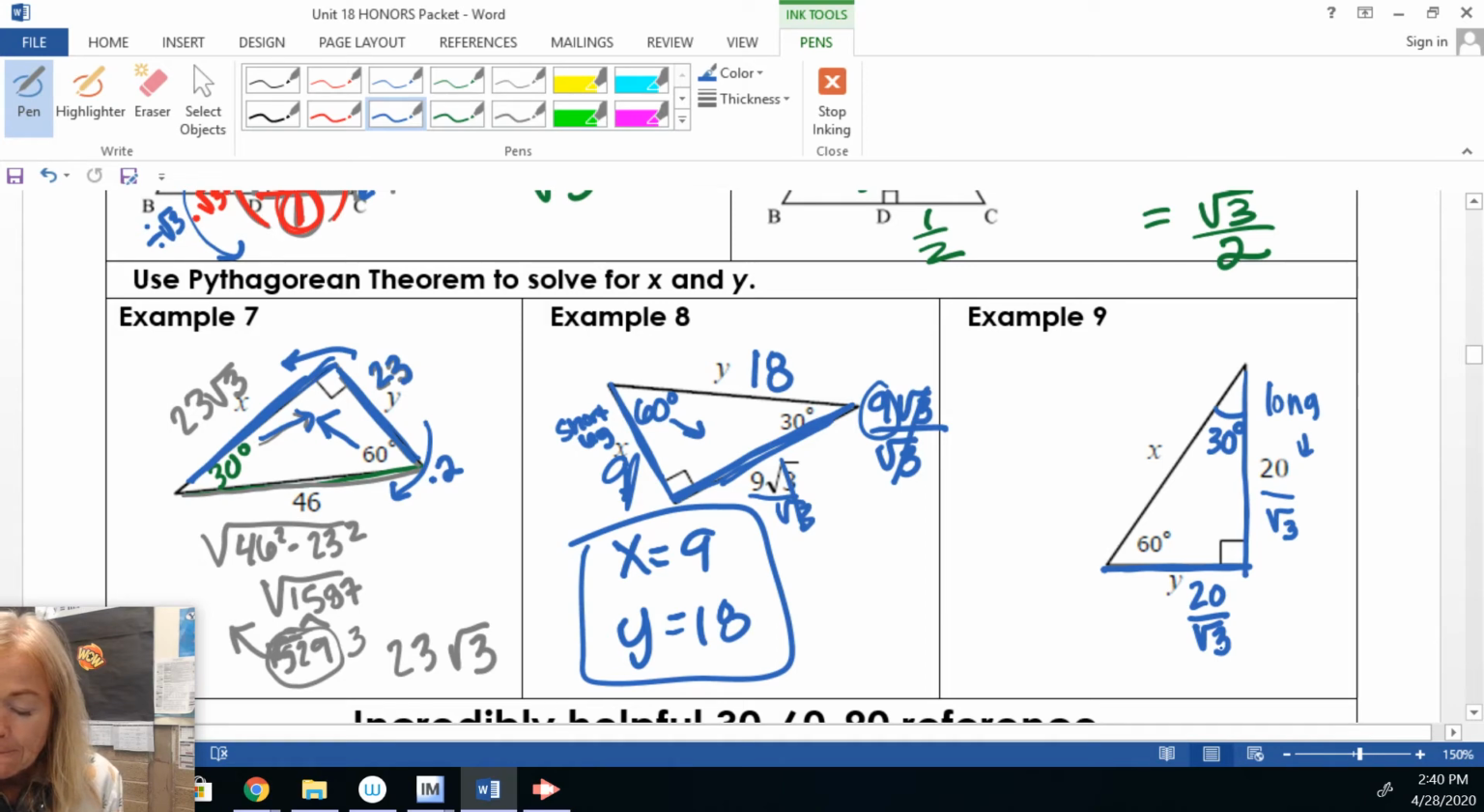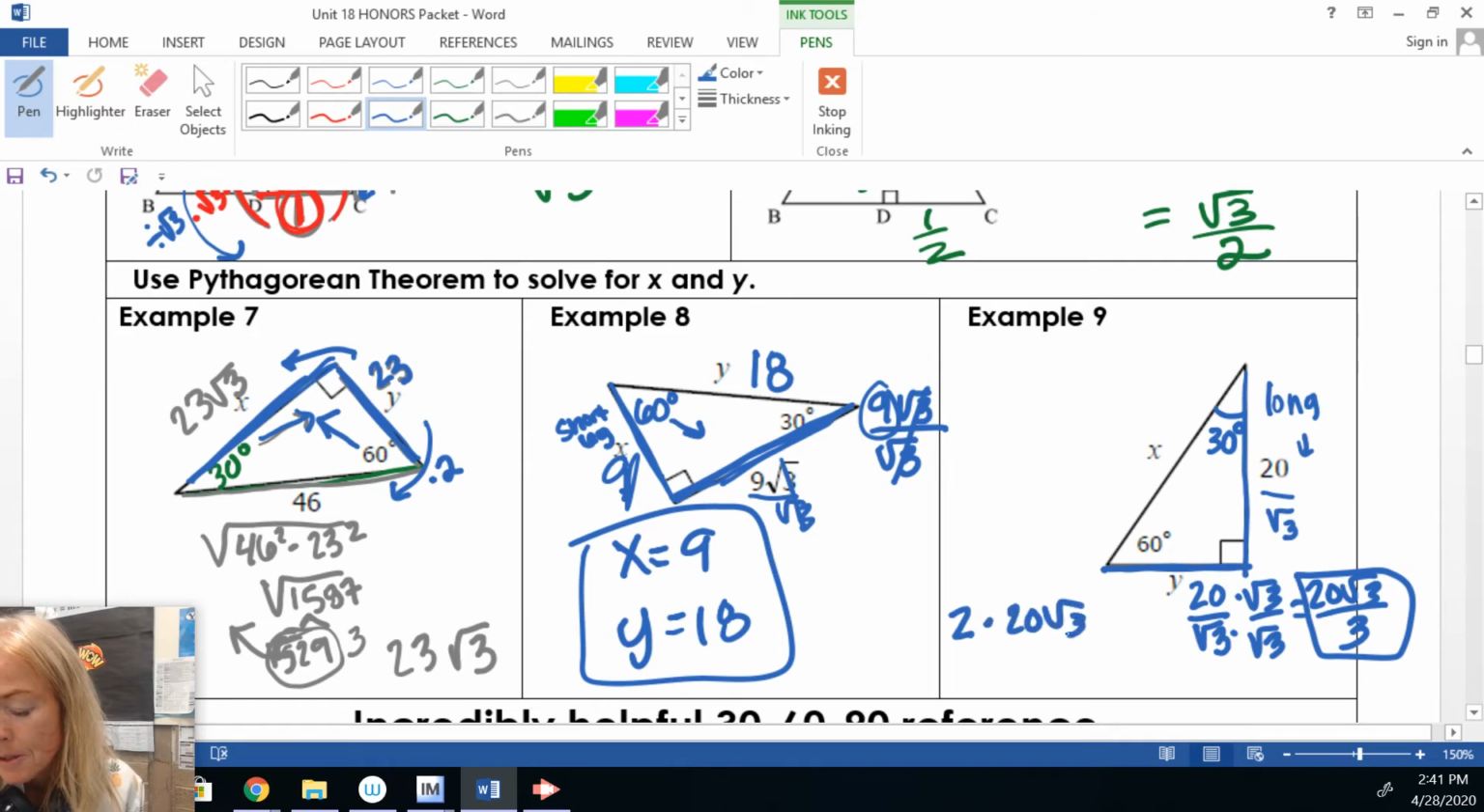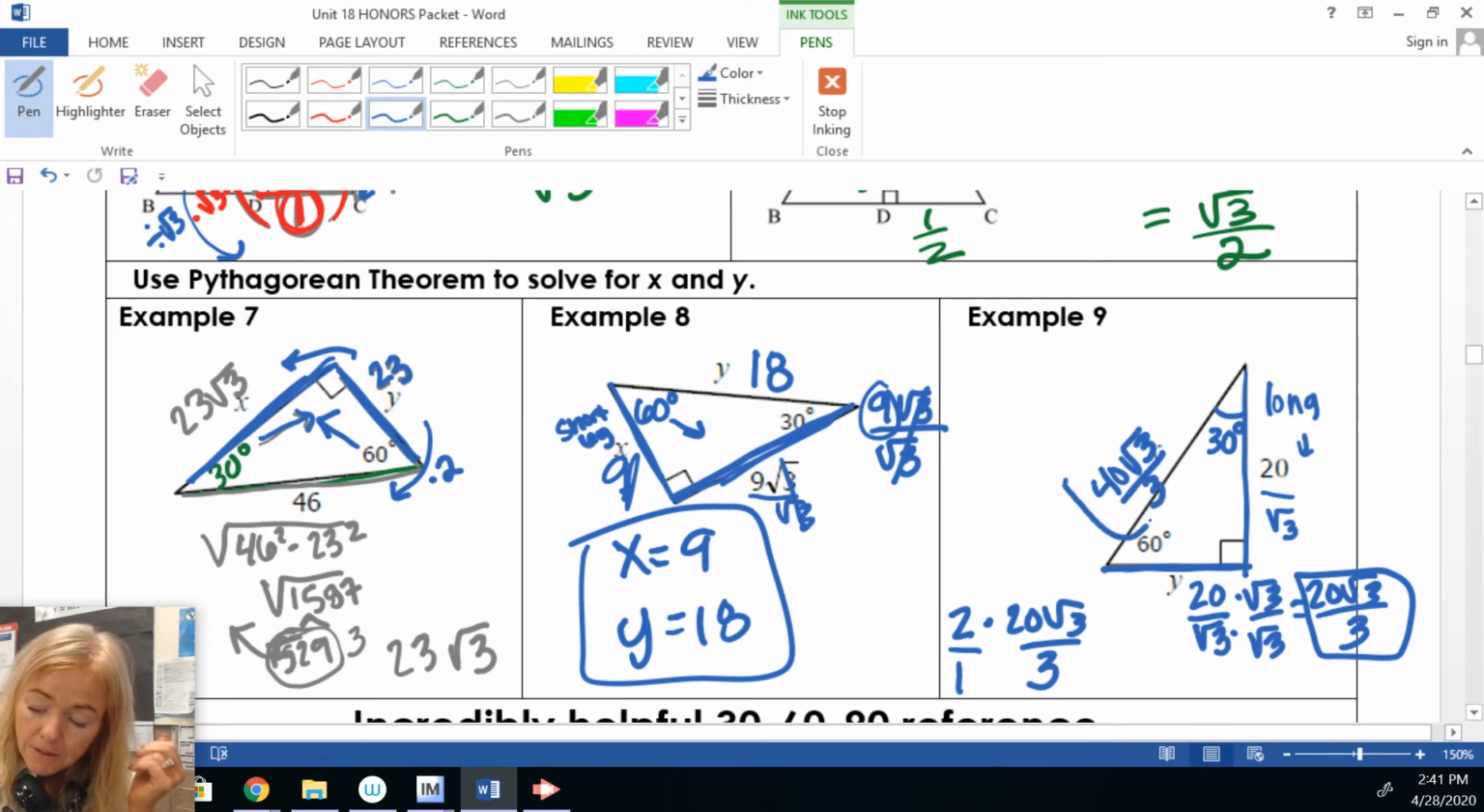Okay. And then we can't really leave it like that in these cases. We should rationalize. So we'll multiply by radical 3 over radical 3. We get 20 radical 3 over 3 for y. And then to get to x, which is the hypotenuse, we need to double that. So we have to take 2 times 20 radical 3 over 3. Now we note that when we're multiplying by 2, we multiply straight across, outsides to outsides, so we have to remember a couple of rules that we've gone over this year. So 2 times 20 radical 3 is 40 radical 3, and on the bottom we have a 3. And those are our x and y.